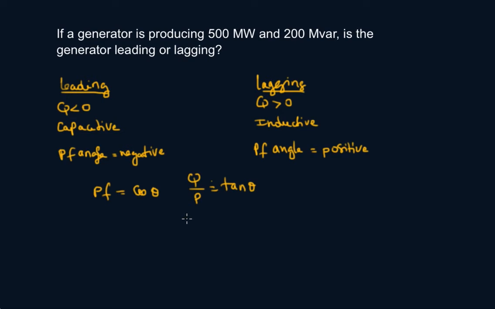So in this case we have 200 over P, which is 500. We have mega and mega, so they cancel out. There's no need to convert it to vars. So this is 2 over 5, right? 0.4.